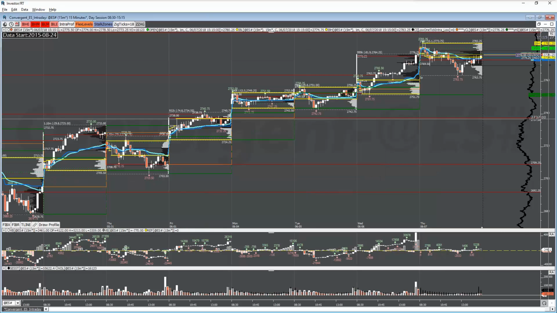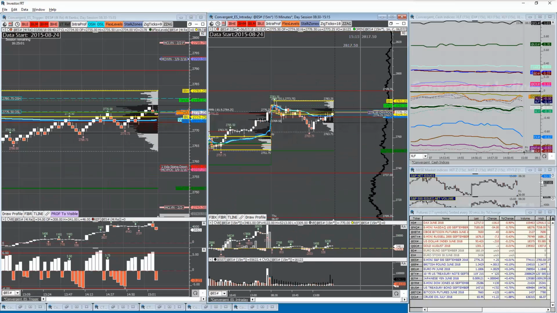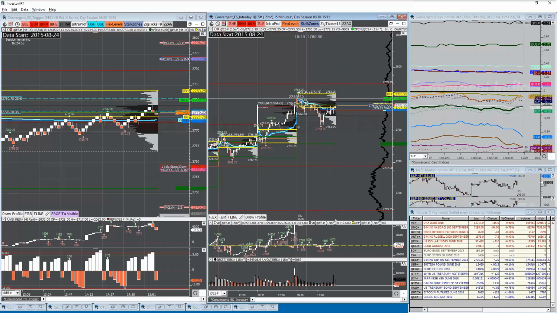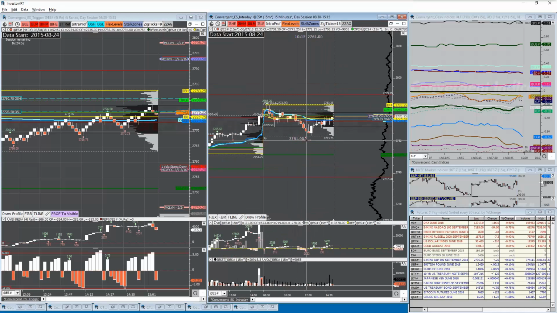I base my contextual read on the profile. And the profile does not change. It is completely agnostic to the periodicity that I use, to my time frame. A contract that went off at 27.83 and a quarter at the high today is the same in a 15-minute bar, in a 1-minute bar, in a 60-minute bar, or a 240-minute bar, or a one-tick bar. It's the same. It's just volume at that price.